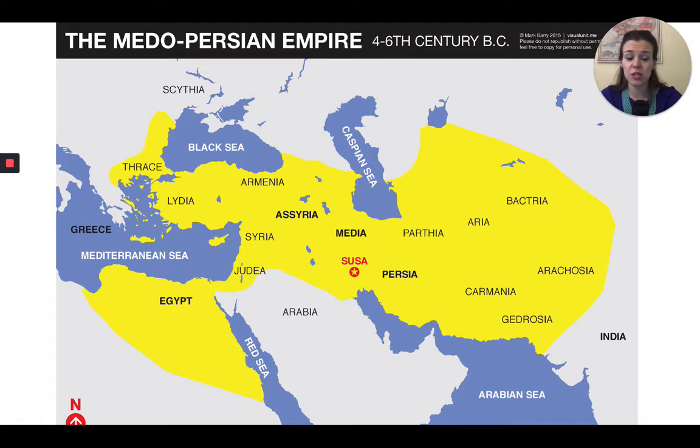So, under Darius, you can see the size of Persia. The capital is going to be located in Susa. You can see located there. And how this territory is enormous. I mean, it's larger than any country in the region now. And it is a major world power.